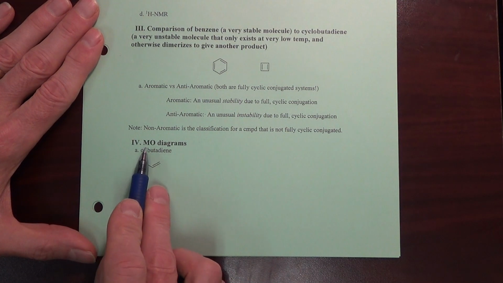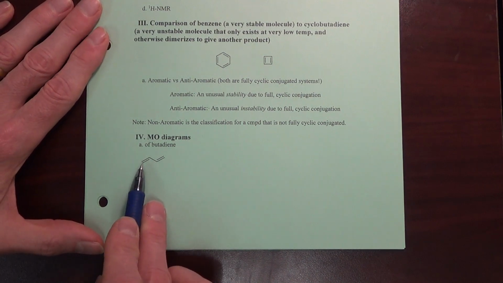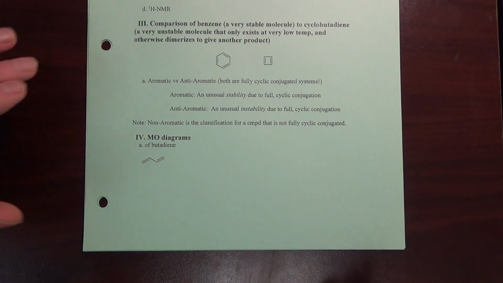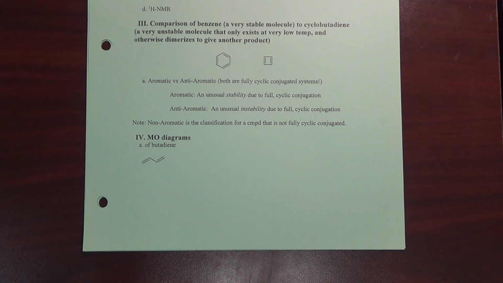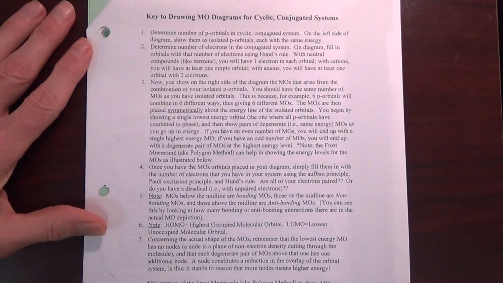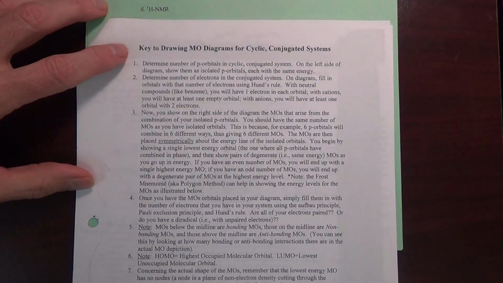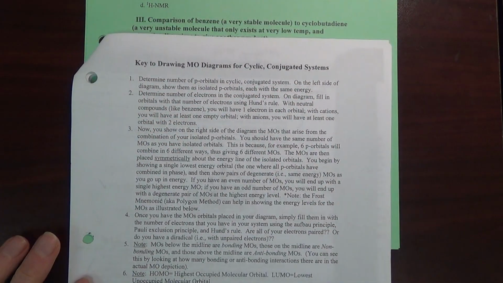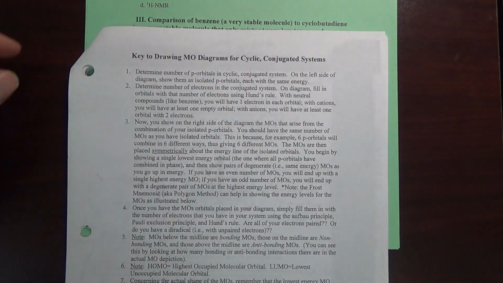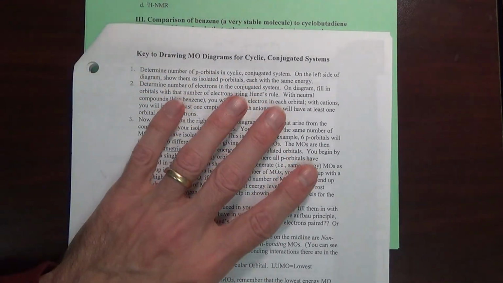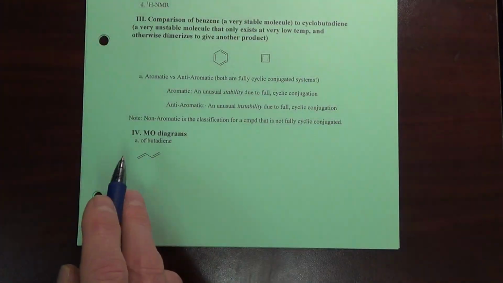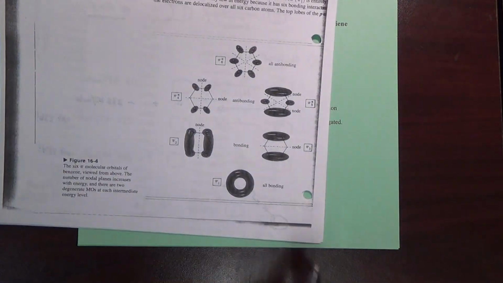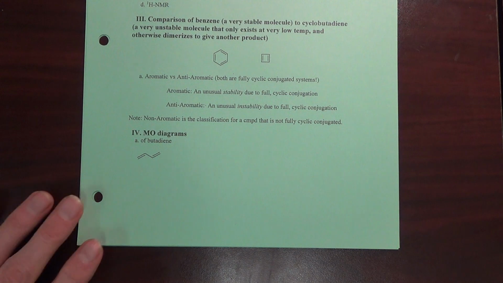And we will begin with the molecular orbital diagram of butadiene, or 1,3-butadiene. It is not a cyclic system, but we will begin here. Now, in the other handout, we do have a page that shows the keys to drawing MO diagrams for cyclic conjugated systems, like a cheat sheet. Some of these things we will point out even here when we do butadiene. So keep that sheet handy. We'll also look at this picture there.